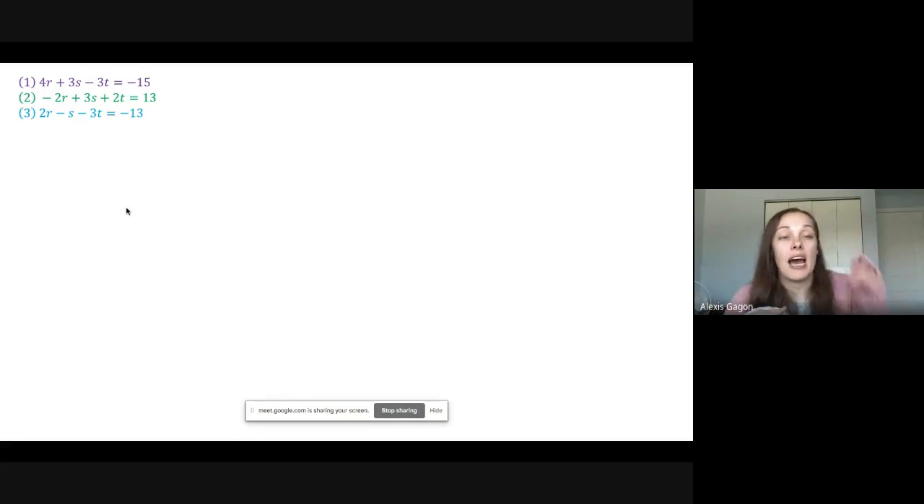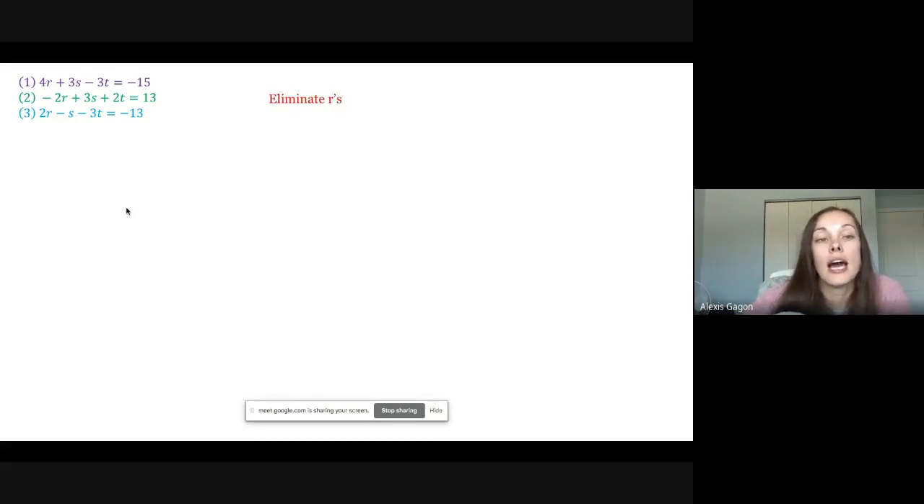And when doing this, we have to use elimination. You can use substitution, but it gets super ugly and we just don't want to do that. So we have to decide what to eliminate here. And honestly, it doesn't matter. It's just what you think is easiest.